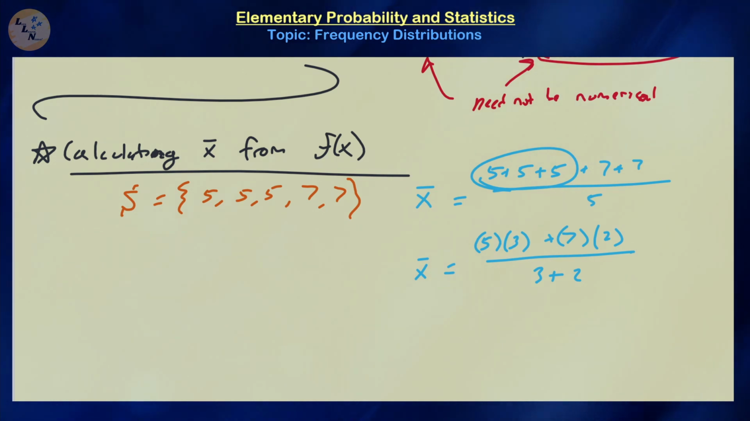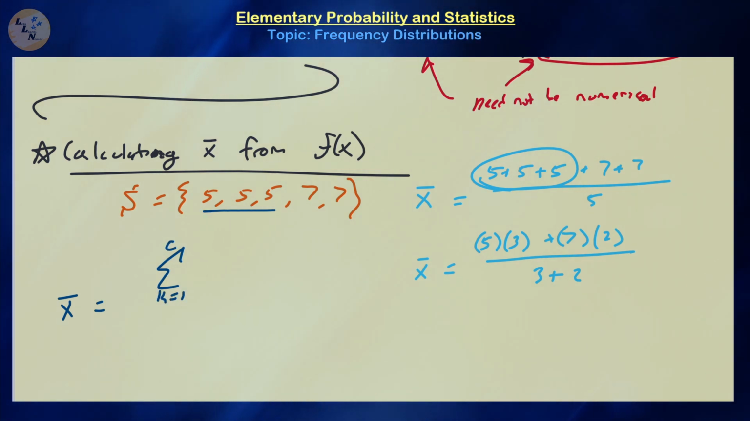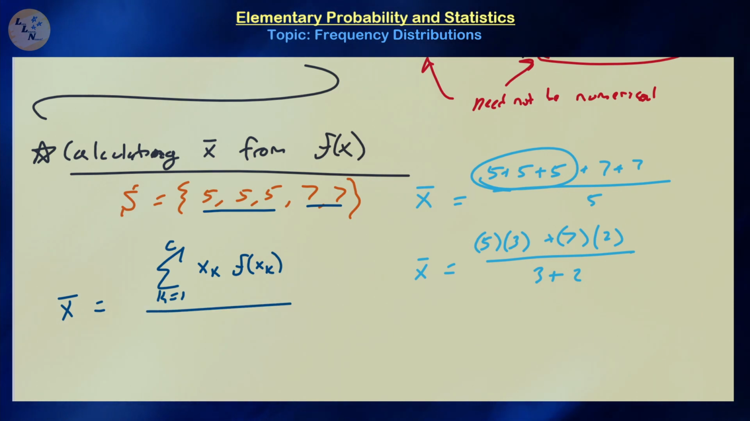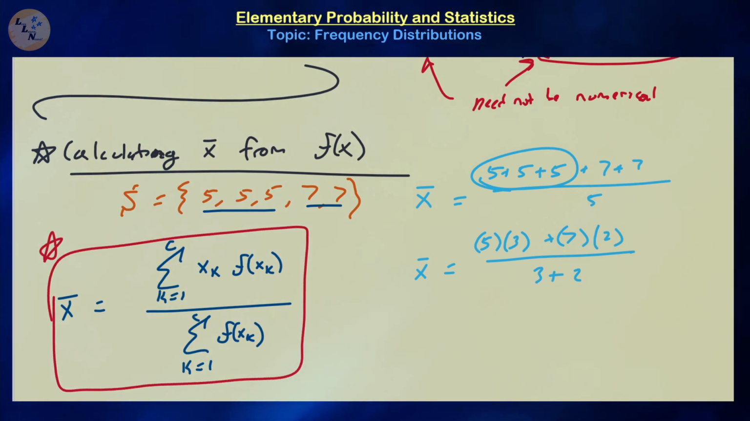So one can propose that the arithmetic mean can be calculated as the sum from k equals 1 to c, where c is the number of unique elements, so in this case 2, of the unique elements times their corresponding frequencies, all divided by the sum of those frequencies. So that's going to be the closed form representation of that. And this formula actually has several applications and occurrences in several different fields, finance being one of them.